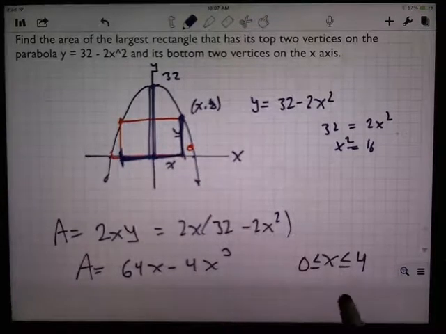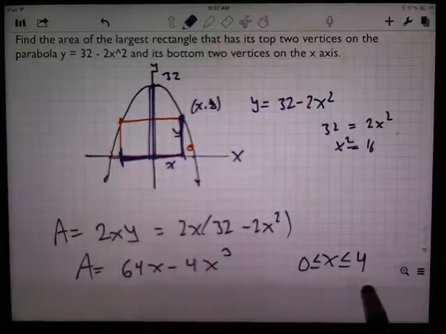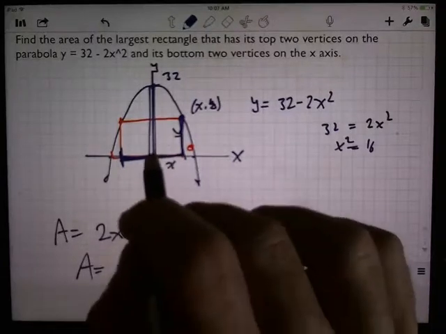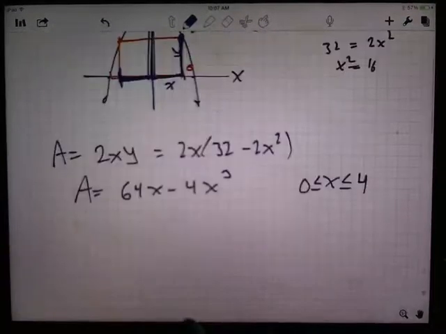Now I think you'll agree with me that the area, actually you can just plug it in. Plug a 0 in for x, and you're going to get an area of 0. Plug a 4 in for x, and you're going to get an area of 0. Those are minimum areas. I want to maximize the area, so I'm going to look for my critical points.